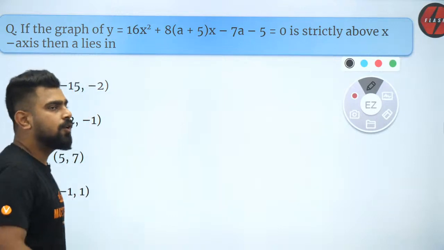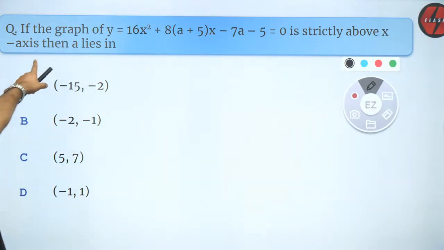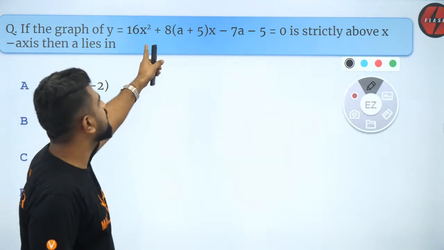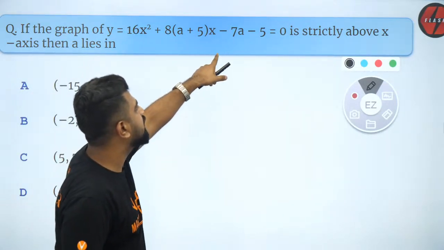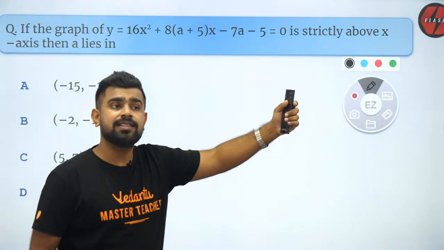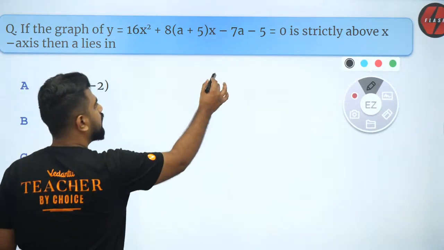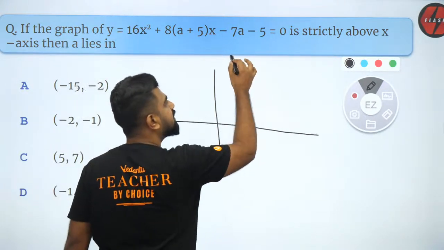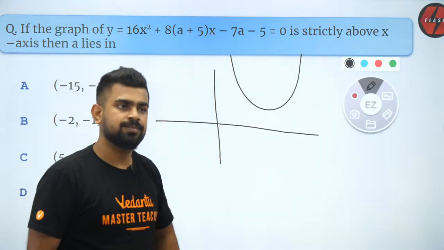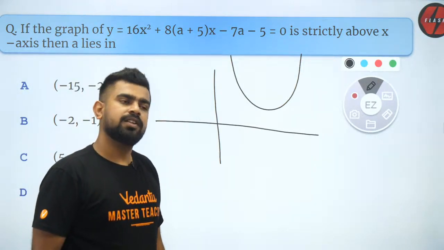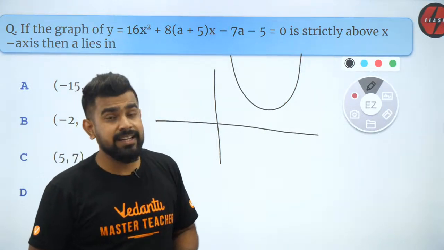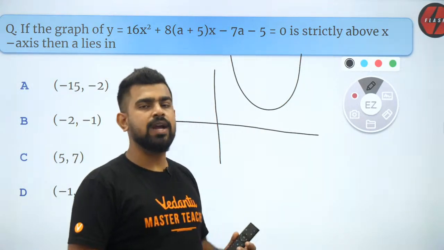Okay, so what do we do here? If the graph of y equal to 16x square plus 8a plus 5x minus 7a minus 5 is strictly above the x-axis, now listen carefully. If the graph is strictly above the x-axis, it looks like this. Don't you all agree? Sumaya Fatima, if you have any doubt, feel free to ask. I will try to help you out.